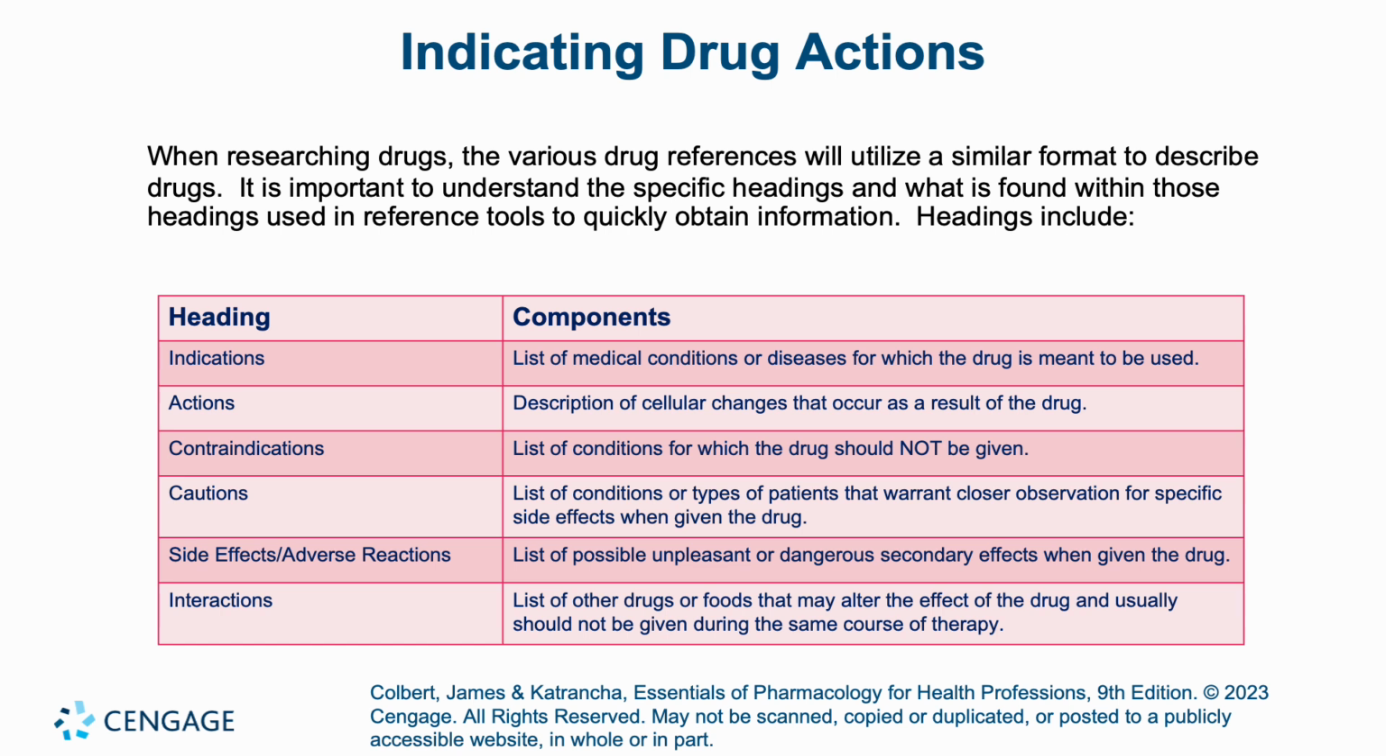Side effects / adverse reactions means a list of possible unpleasant or dangerous secondary effects when given the drug. Usually we would say side effects is more mild and adverse reaction is a more major issue. And then interactions is a list of other drugs or foods that may alter the effect of the drug and usually should not be given during the same course of therapy. Sometimes medications have the potential to cancel each other out, or they can potentiate each other, meaning if you take them at the same time, one can make the other have a stronger effect, which can also be dangerous. So you always want to look at those interactions when you are either taking your own medications or giving medications to a patient.